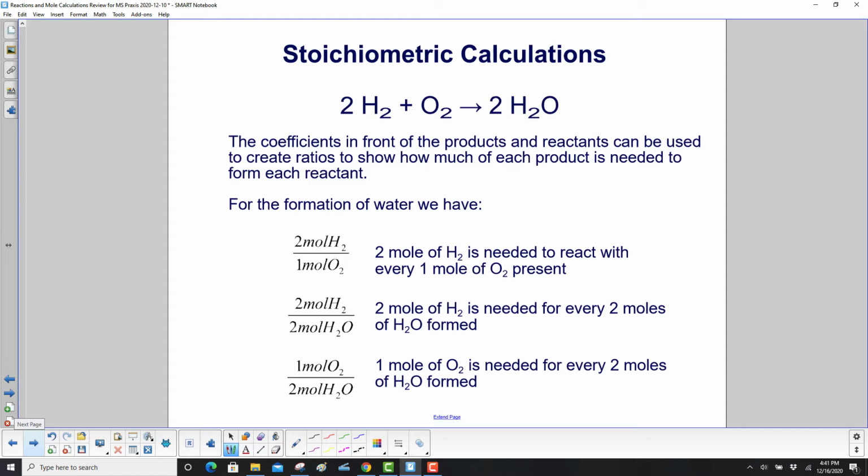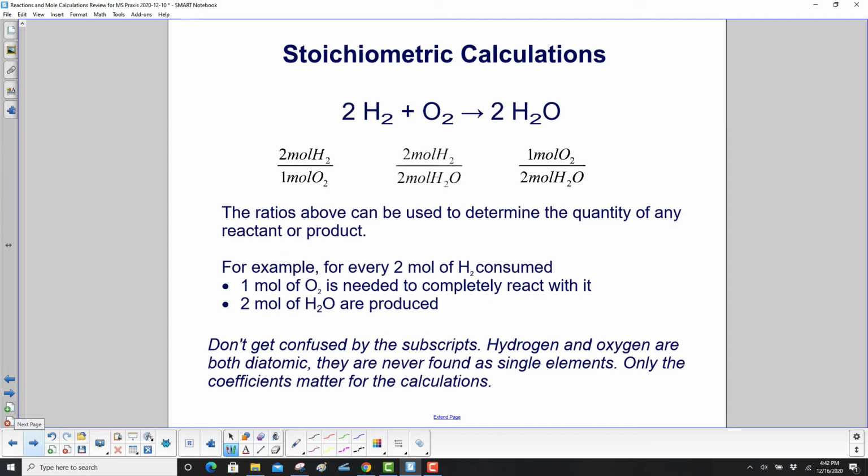The coefficients in front of the products and reactants can be used to create ratios to show how much of each product is needed for each reactant. For the formation of water, 2 moles of H2 are needed to react with every 1 mole of oxygen present. 2 moles of H2 would be required for every 2 moles of water formed, and 1 mole of oxygen is needed for every 2 moles of water formed. We're just matching up the coefficients there.